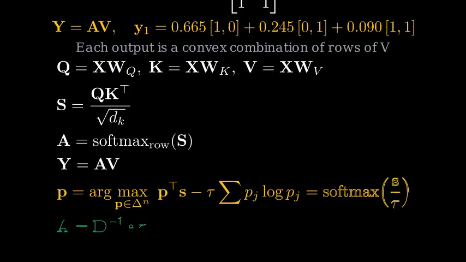Summary. Inputs go to queries, keys, values. Scores equal QK transpose over the square root of d_K. Attention equals row-wise softmax of the scores. Output equals attention times values. Softmax appears as the optimizer of a linear objective plus entropy over the simplex, or equivalently as row normalization of an exponential kernel. That is the mathematical and optimization backbone of self-attention.